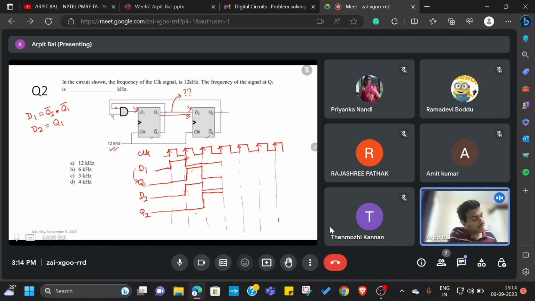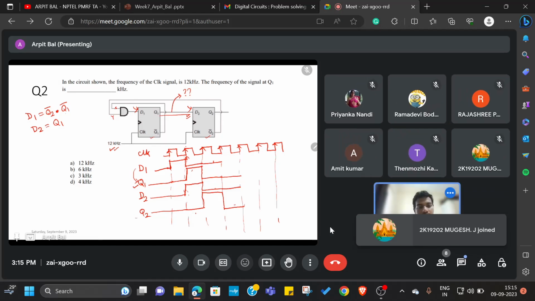Now let us update Q1. Q1 will take the previous value of D1, which is 0, so it will stay at 0. Q2 will take the previous value of D2, which is 0, so this will move to 0, and D2 follows Q1, so it is the same. From these two we can observe that Q1 is 0, so Q1 bar is going to be 1, and Q2 is also 0, so Q2 bar is going to be 1. So Q2 bar and Q1 bar are both 1, and because of this, D1 is 1. Is this step clear?